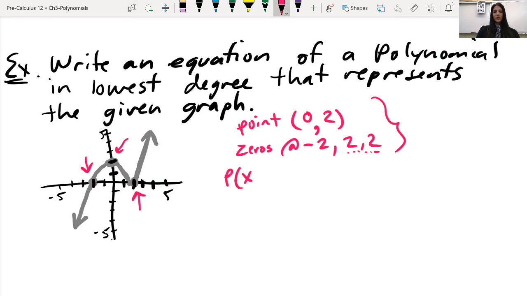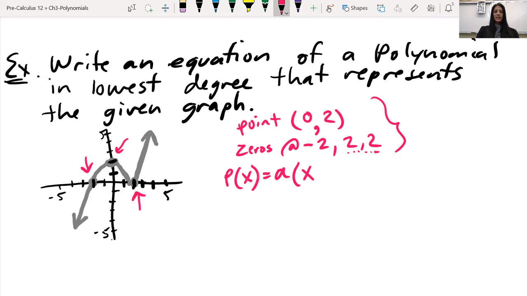We can start to write out our polynomial. So p of x equals a. Again, get into the habit of always putting that there. This is a common mistake that students make. They forget to put that there. And then let's start to write this out.